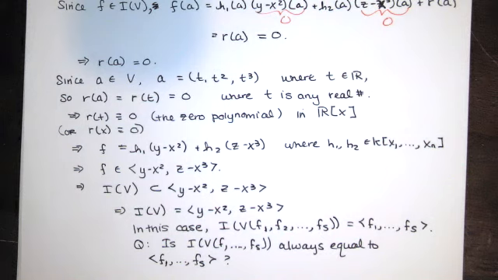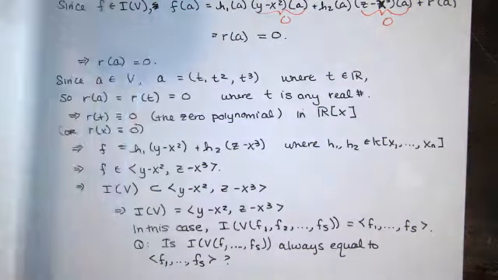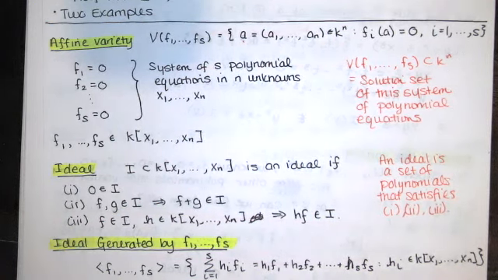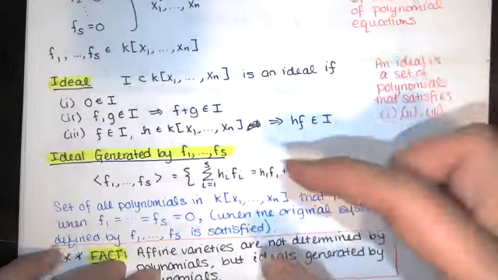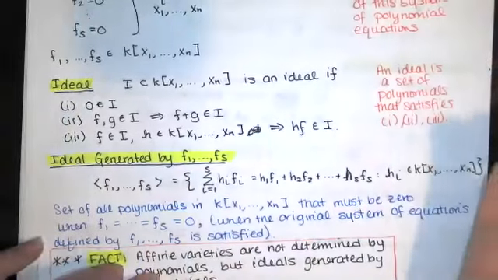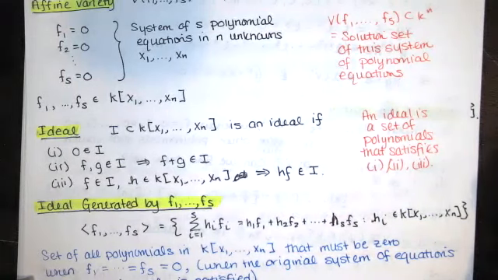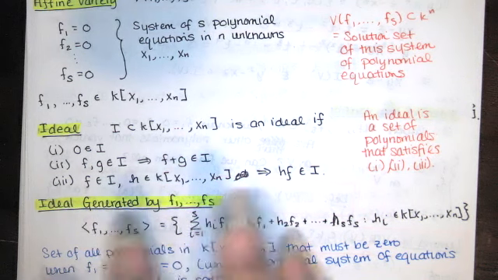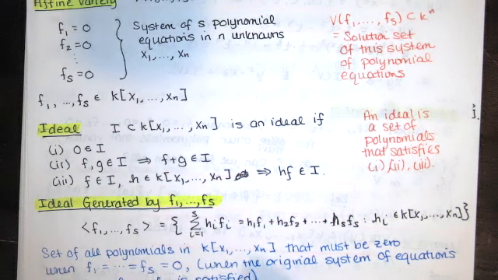So let's just briefly recap what we've studied so far. We have affine varieties. Those are a solution set of systems of polynomial equations. And then we have ideals, which are sets of polynomials. And these are linked to each other through, just as one specific example, the ideal generated by the polynomial functions that define the original affine variety. So the ideal generated by this set of polynomial functions is a set of polynomials that you get when you take these polynomials, you multiply them by other polynomials, and then you add them together.